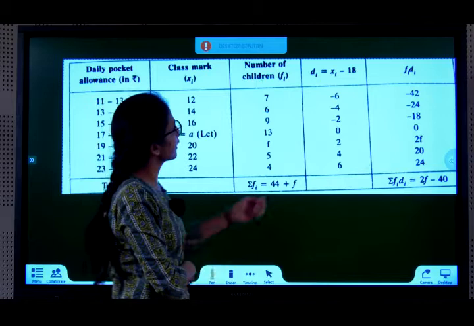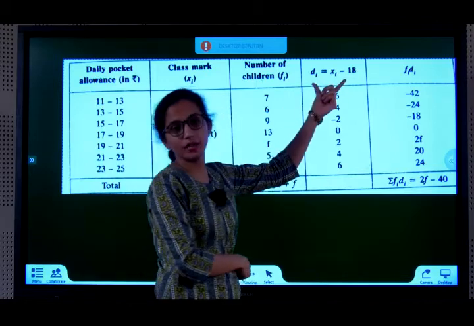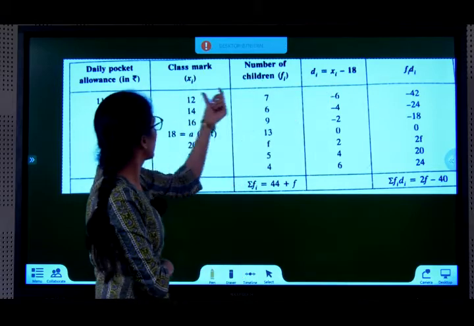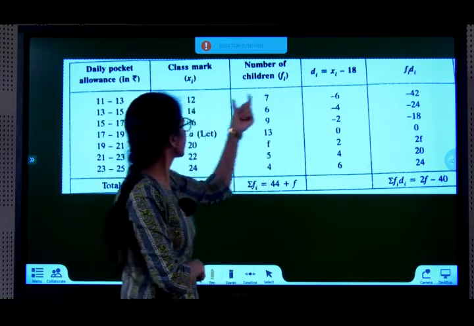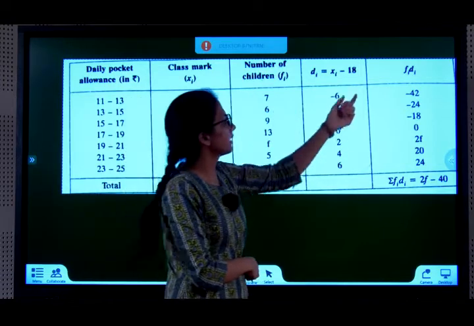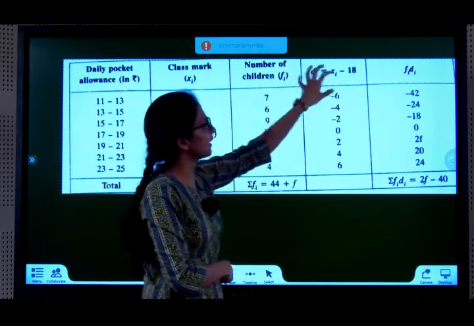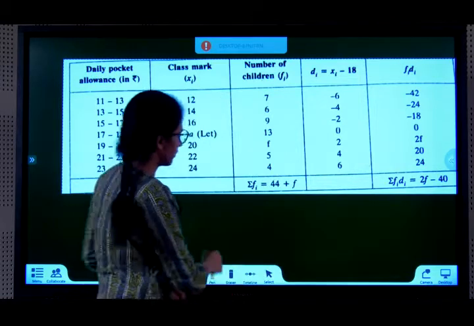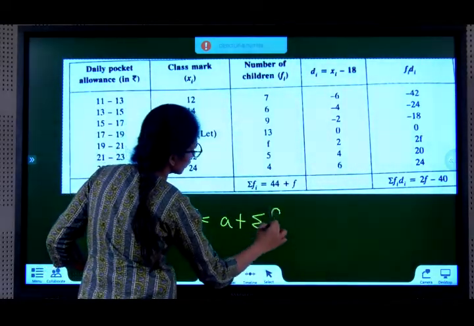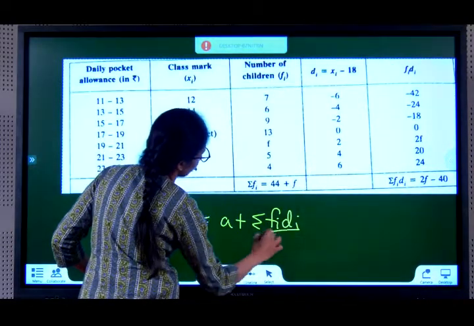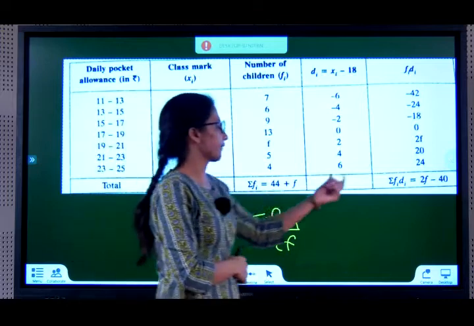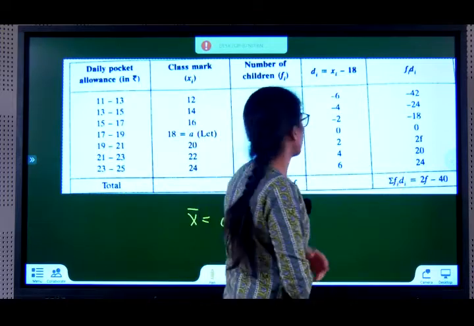Next you have to find the deviation factor. di is equal to xi minus a, chosen over here is 18, so xi minus 18. 12 minus 18 is minus 6, 14 minus 18 is minus 4 and so on. Next, multiply fi into di. For the formula of assumed mean, x bar is equal to a plus summation fi di by summation f. So you need summation of fi di and summation of f.